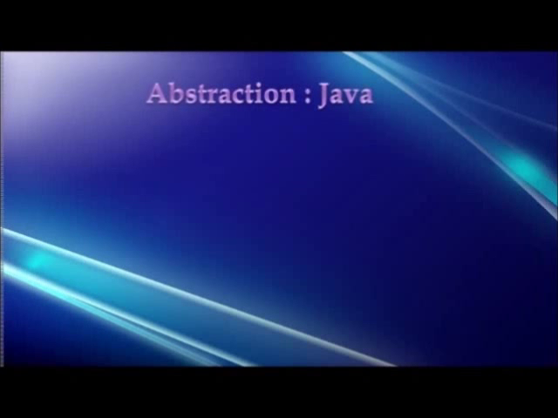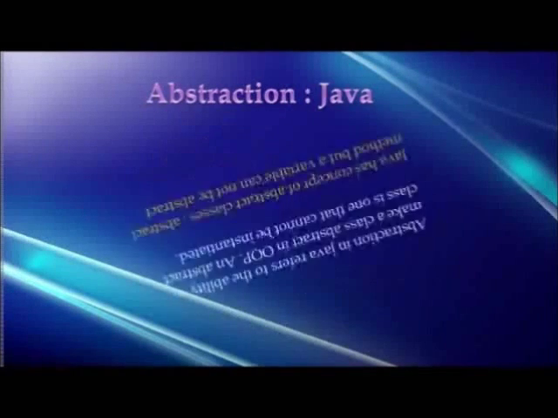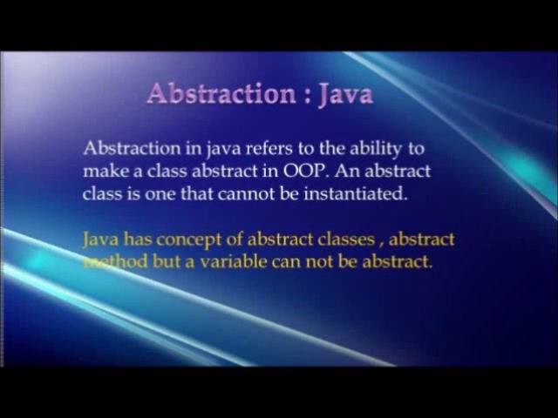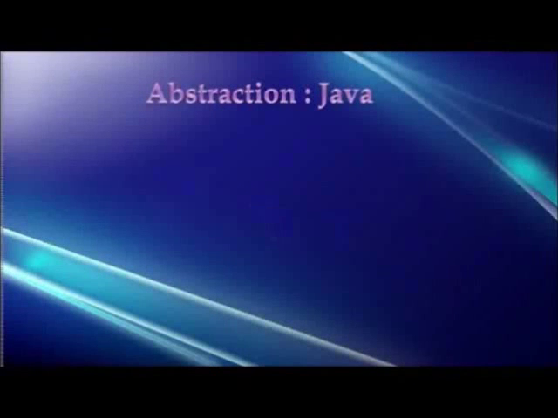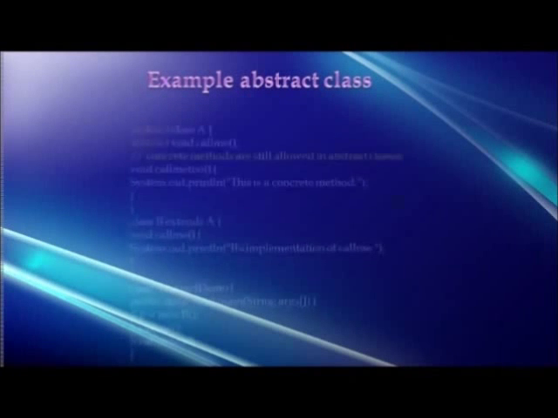Abstraction, Java. Abstraction in Java refers to the ability to make a class abstract in OOP. An abstract class is one that cannot be instantiated. Java has the concept of abstract classes and abstract methods, but a variable cannot be abstract. Example abstract class.